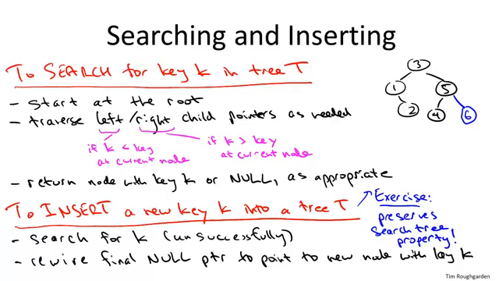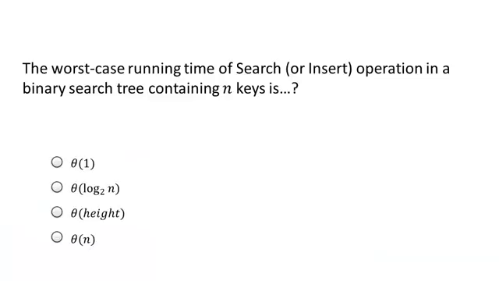So what I want to do next is test your understanding of both the search and insertion procedures by asking you about their running time. Of the following four parameters of a search tree that contains n different keys, which one governs the worst case time of a search or of an insertion? The correct answer is the third one.